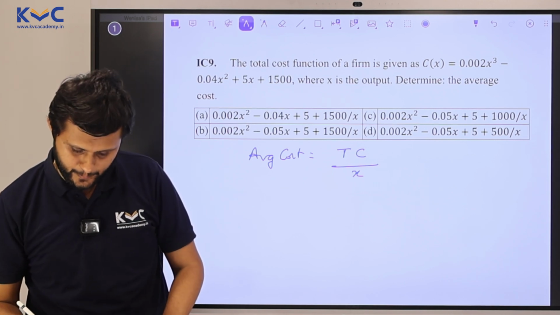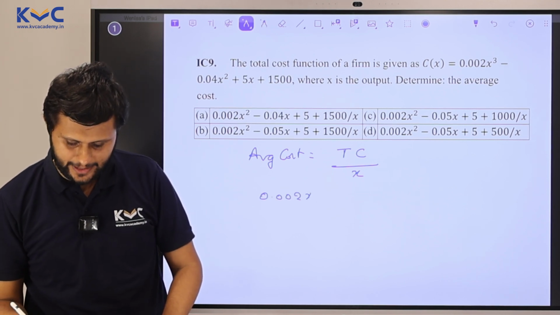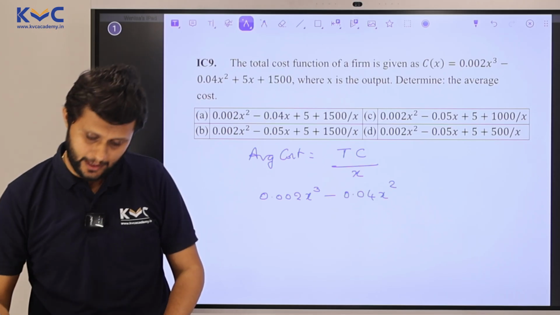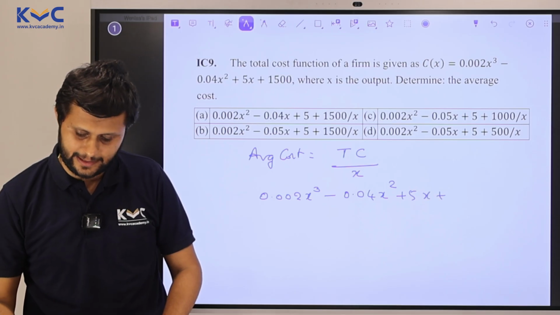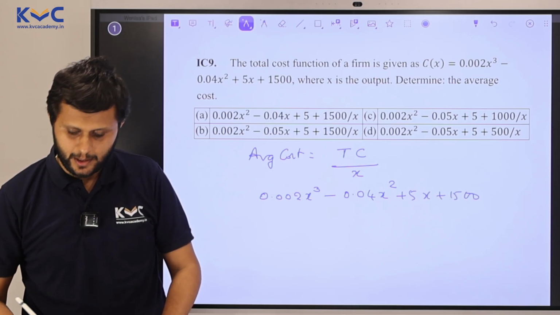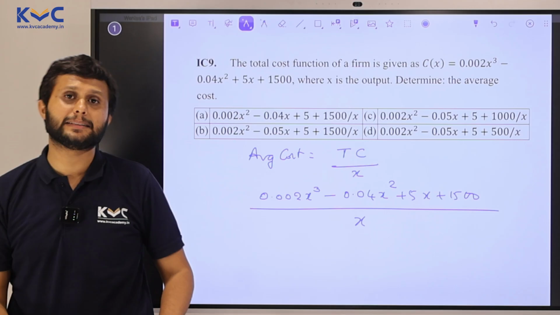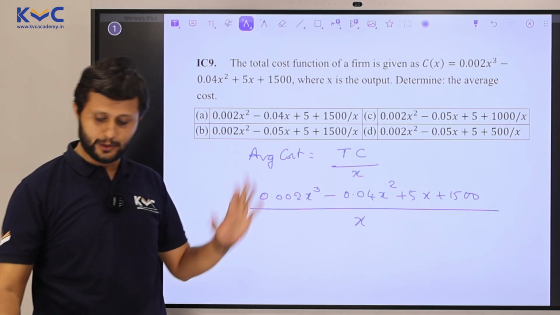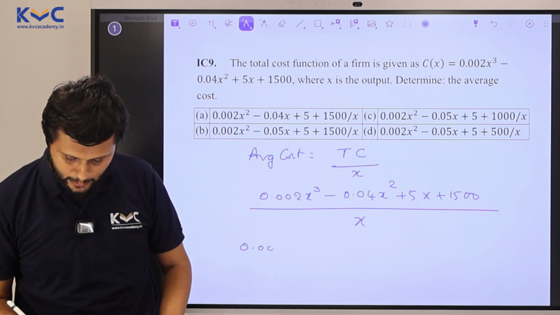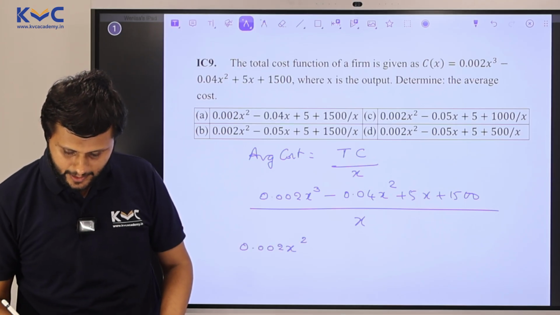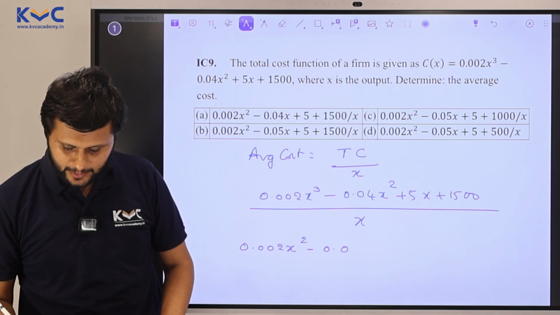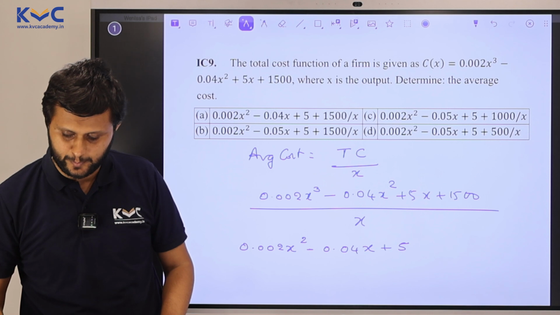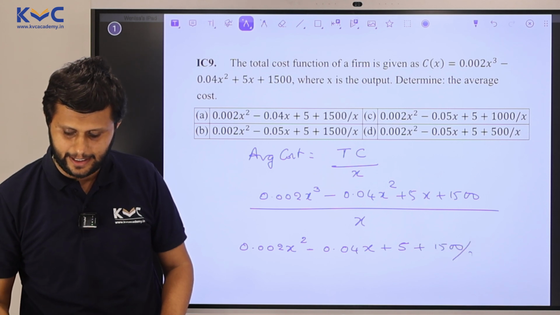So we have cost 0.002x cube minus 0.04x square plus 5x plus 1500. Now I'll divide the entire thing with x because we have to find the average. So I'll remove one x everywhere. x cube becomes x square, so 0.002x square minus 0.04x plus 5, 1x goes off, plus 1500 by x.